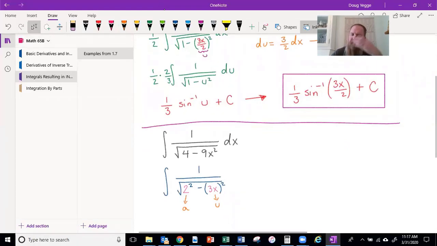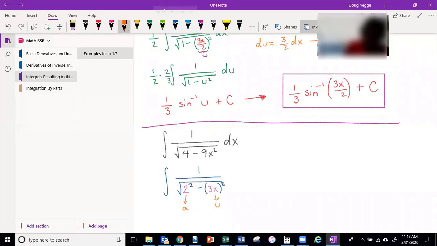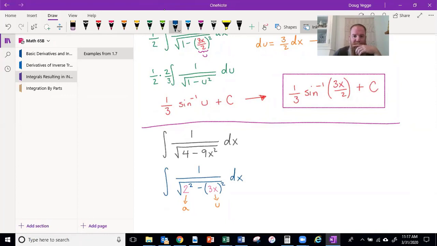Right? So apparently that means that I should be able to just use, oh, by the way, I'm missing something here. What am I missing? du. I'm missing dx, right? It's still a dx. There is no du yet. Okay. So if that's the case, then it looks like I should be able to just rewrite this as sine inverse of u over a. So 3x over 2.